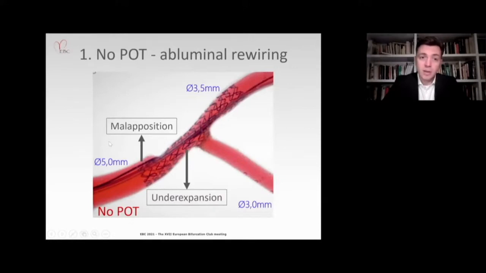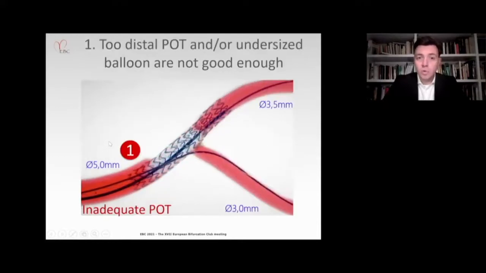And that is the great value of this bench testing, because it shows us that not seeing this on angiography has dramatic procedural consequences. So not performing POT leaves you with malapposition and under expansion, and the malapposition that you have in the very proximal edge of the stent can lead to abluminal rewiring. To avoid this or to circumvent this, you can perform POT and all is good.